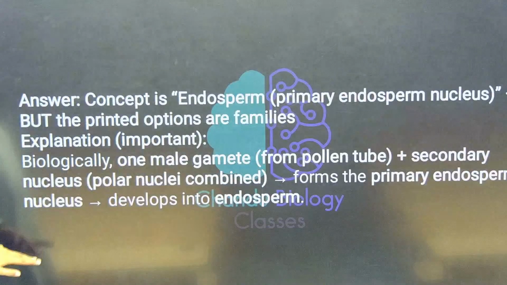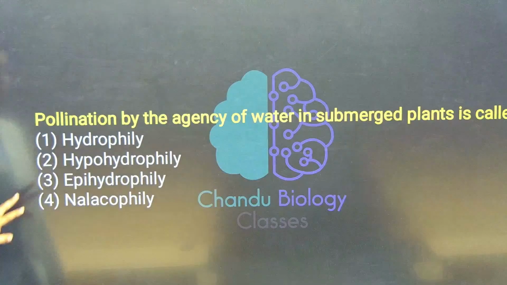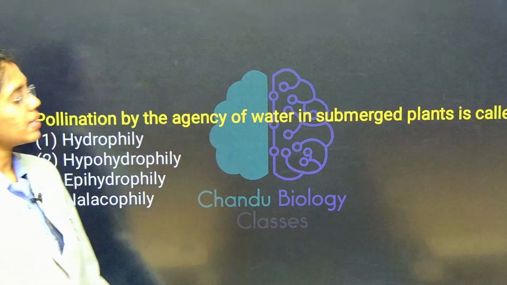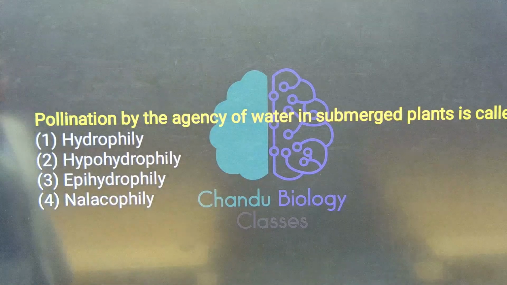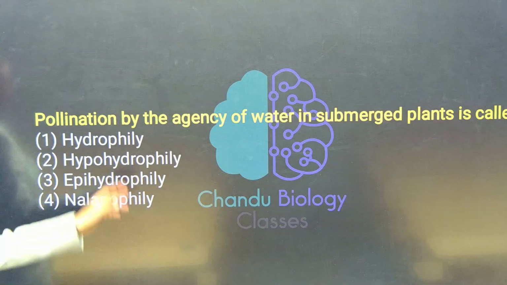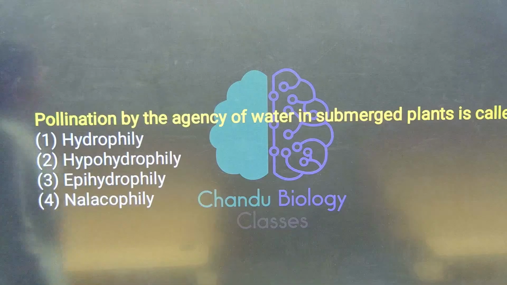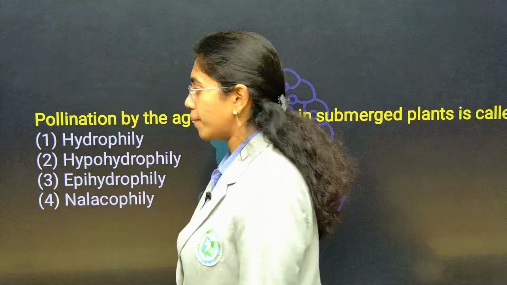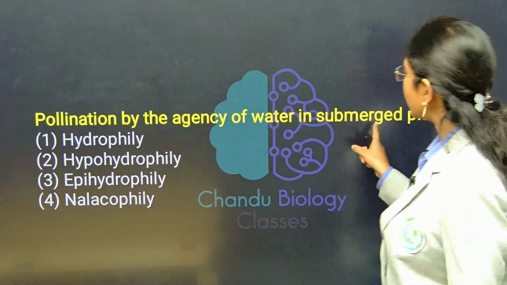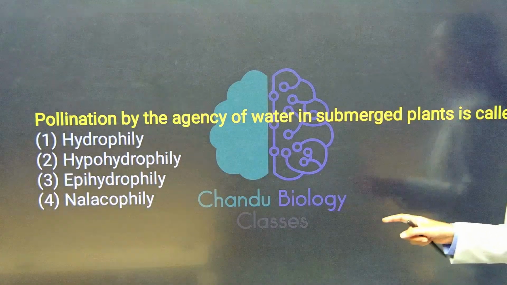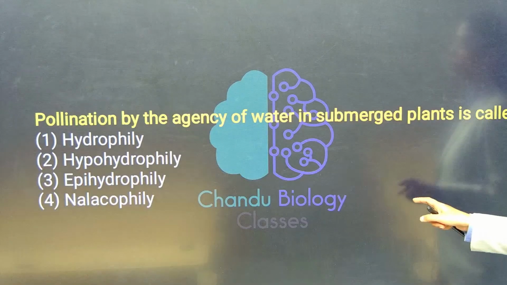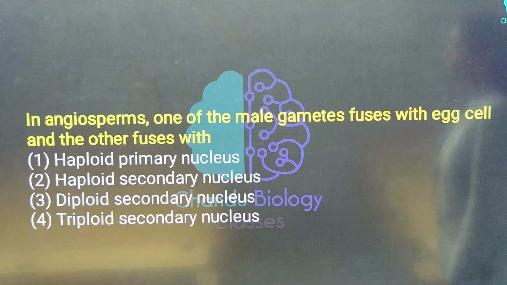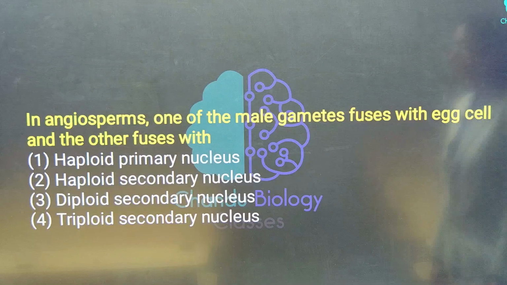This question is wrongly interpreted. Look at this question. Pollination by the agency of water in submerged plants is called as? Water pollination is done in two ways, epihydrophilia and hypohydrophilia. If it is through water, that too in submerged plants, what is that? Hypohydrophilia. Observed in Zoostera, example seagrass.